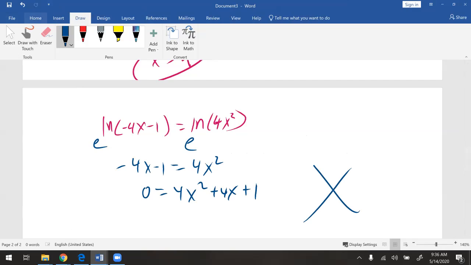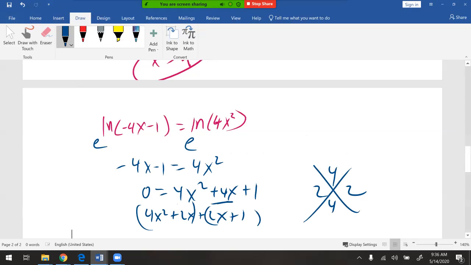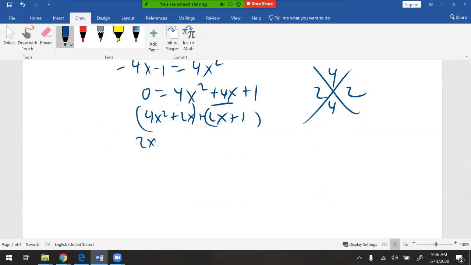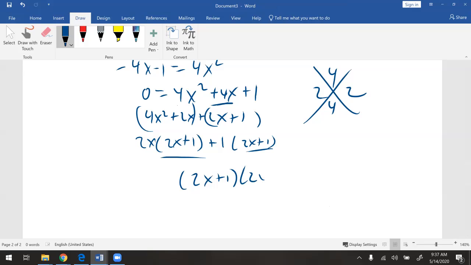And here we go. So 4 and 4, 2 and 2. We have to expand because there's a number next to the x squared. 4x squared plus 2x plus 2x plus 1. We see what we can take out from each group. We can take out a 2x and a 1: 2x plus 1 times 2x plus 1. These are the same. 2x plus 1 equals 0. So the only x would be -1/2.